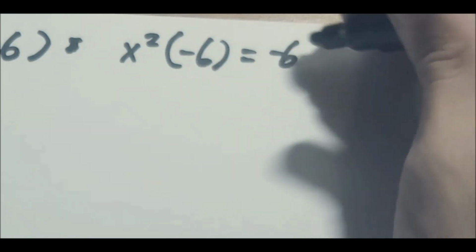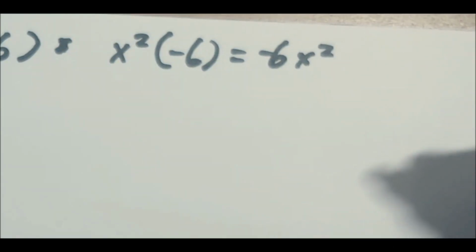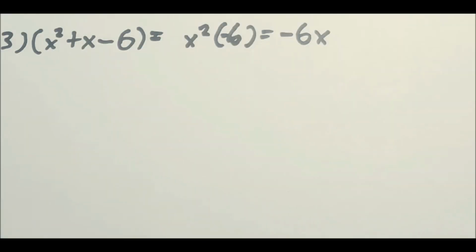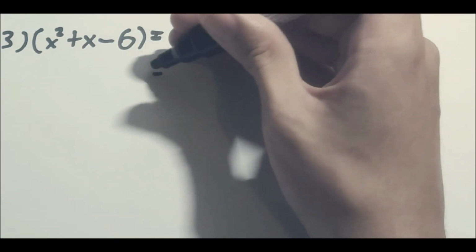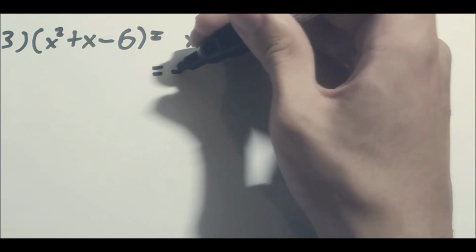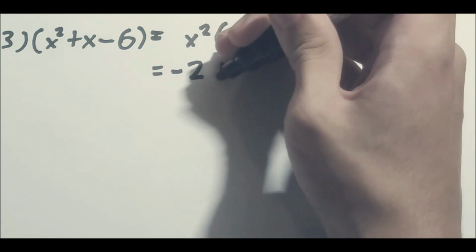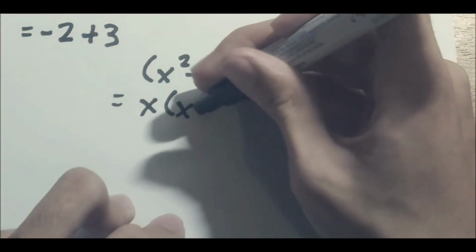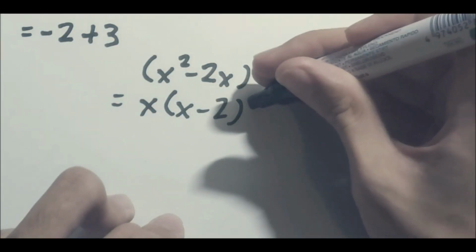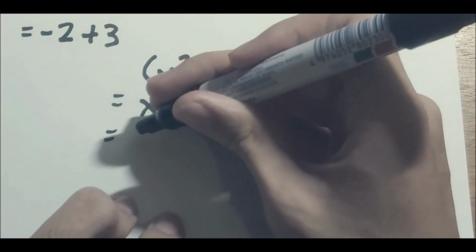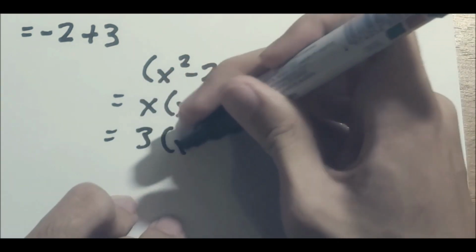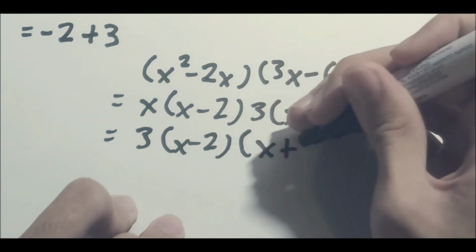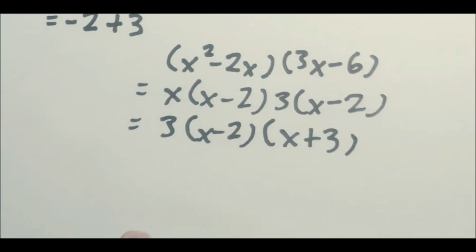Multiply the constant, which is 6, by the numerical coefficient of the first term, which is 1. Then, look for two multiples that when multiplied together is equal to 6 and when added is 3. The two multiples are negative 2 and 3. Group the first two terms together as well as the last two. Factor out their common factor. Then rewrite it as 3 times x minus 2 times x plus 3.